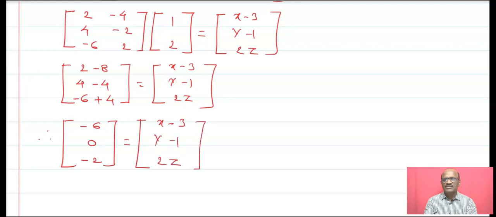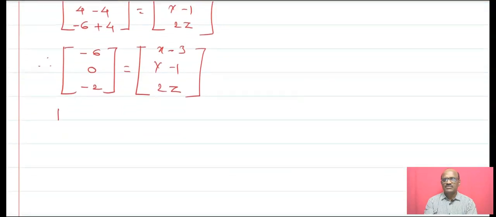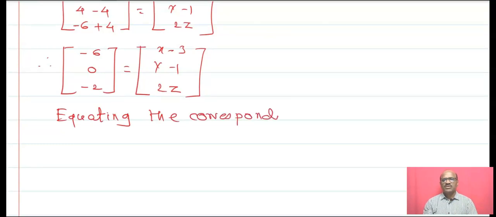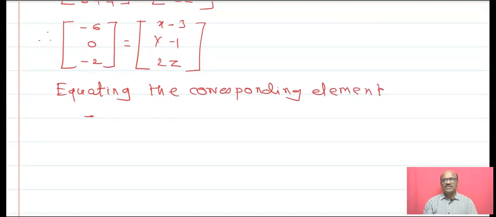That is minus 6 is equals to x minus 3, and therefore x is equals to minus 3. Equating the corresponding elements. Minus 6 is equals to x minus 3, therefore x is equals to minus 6 plus 3.